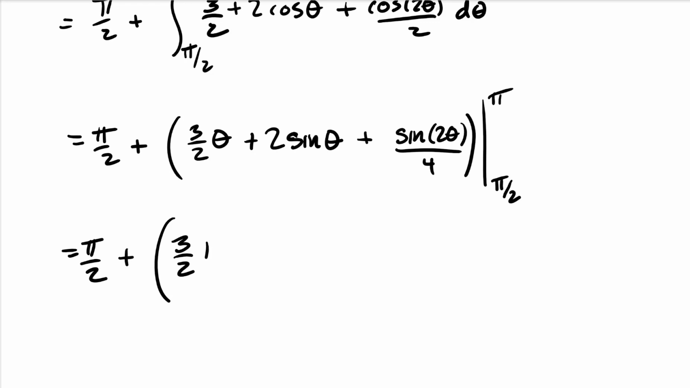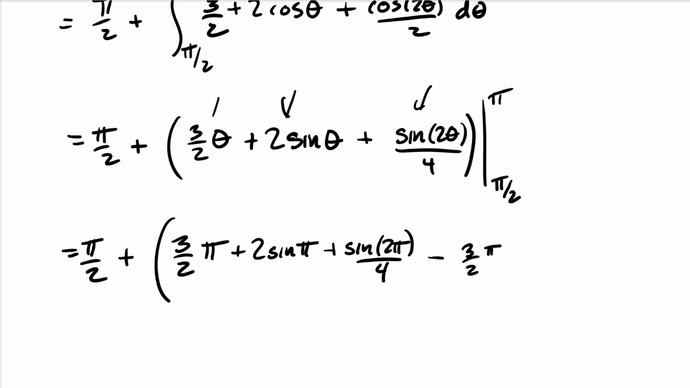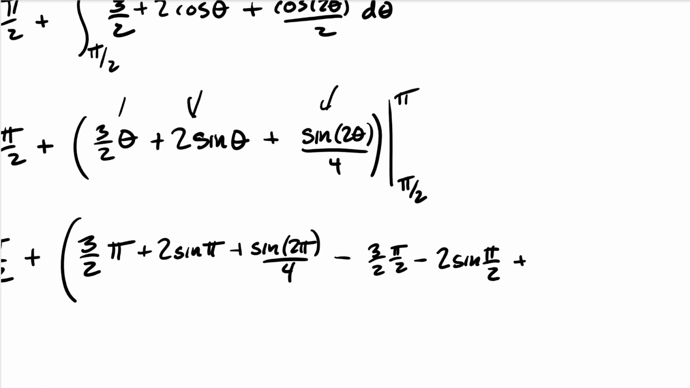So we have 3/2 pi plus 2 times sine of pi plus sine of 2 pi. These are all zeros, by the way, except for the first term. And then we're going to do minus, so all our terms, I'm going to throw a minus on us, so I don't have to use another parenthesis. Minus 3 over 2, pi over 2, minus 2 times sine of pi over 2, 1. Plus sine of 2 times pi over 2, that's just pi, that's 0.